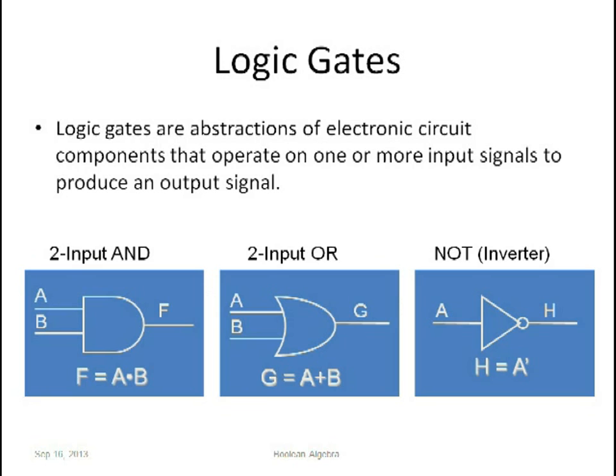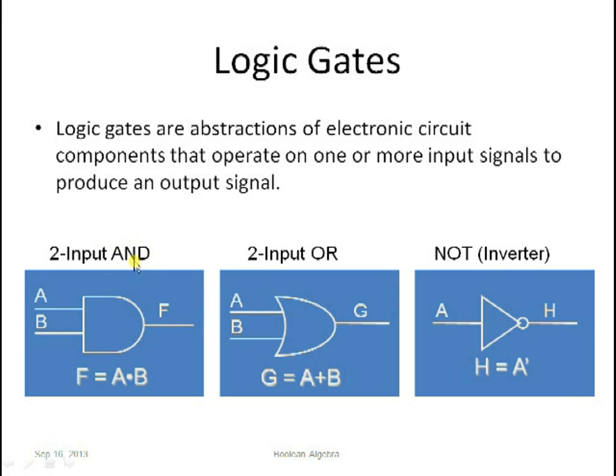Now logic gates. Logic gates are mainly used for realizing any electronic circuit. Logic gates are abstractions of electronic circuit components that operate on one or more input signals to produce an output signal. So these are the gates which operate on one or more input variables or signals, and they produce one output signal.